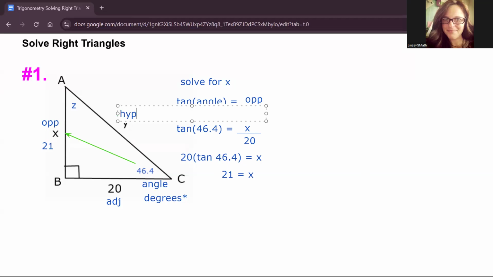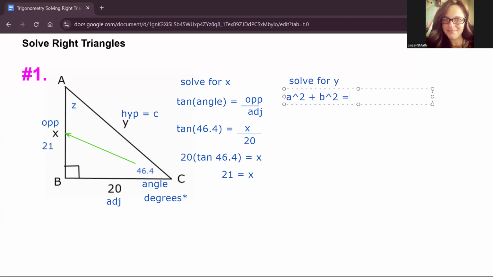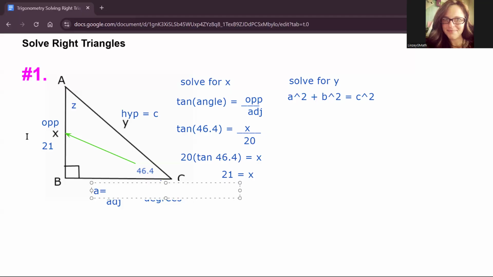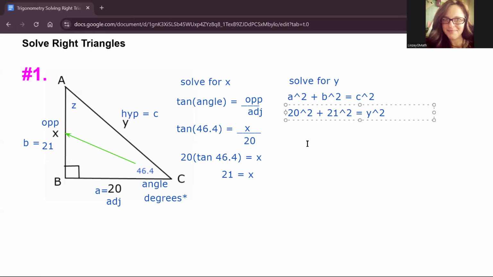Now we can solve for the hypotenuse, y. We've got 2 out of the 3 sides of our right triangle, so we can use our Pythagorean theorem. Let's let A be 20, and B will be 21, and C is the hypotenuse, y. And we'll fill in our formula. 20 squared plus 21 squared is equal to y squared.